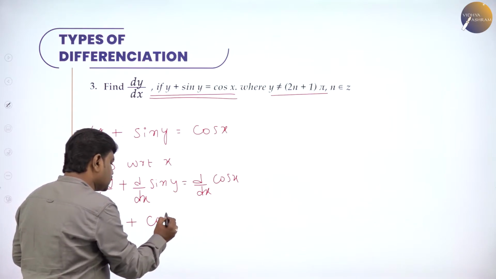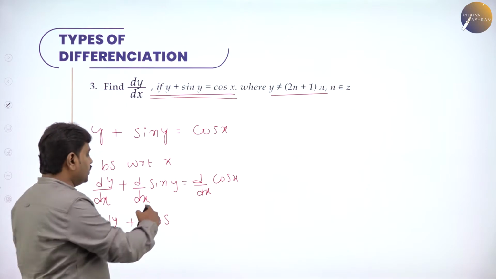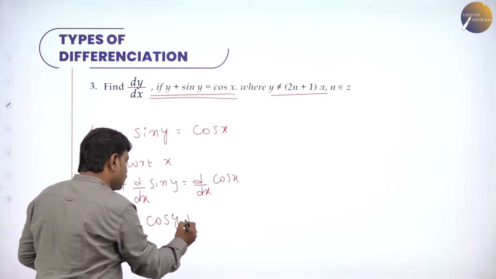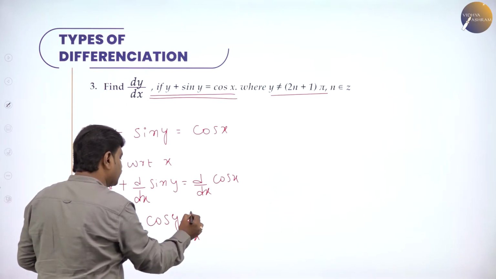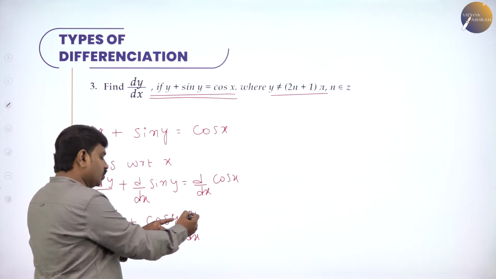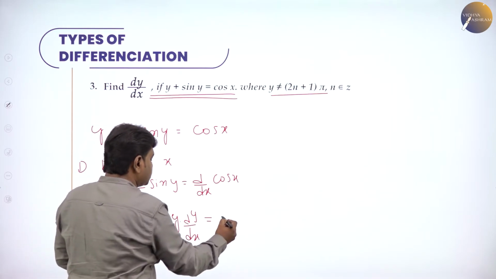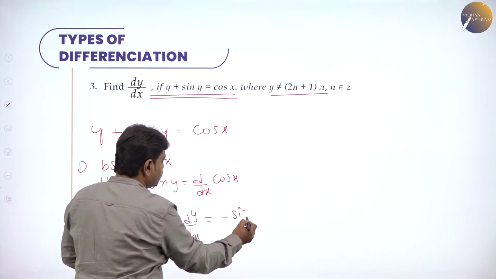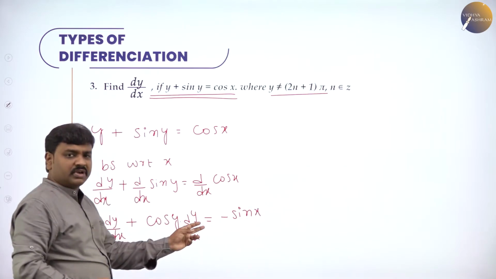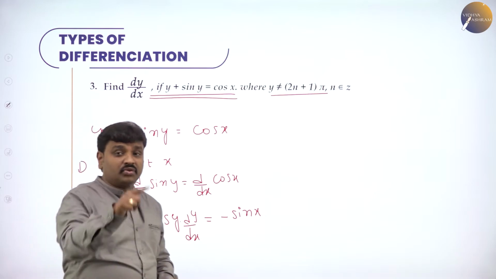Differentiation of sin x is cos x. Derivative of sin y is cos y into dy by dx of the internal function. What is the internal function? Y. So cos y into dy by dx, and the derivative of cos x is minus sin x. All of you know d by dx of cos x is minus sin x. First become thorough with the formula list.